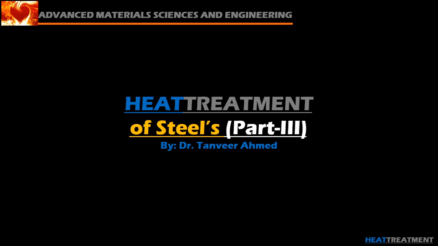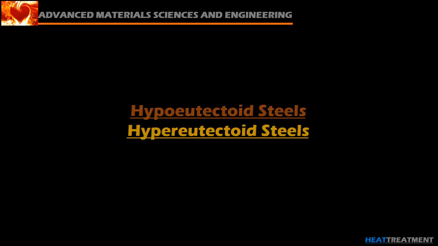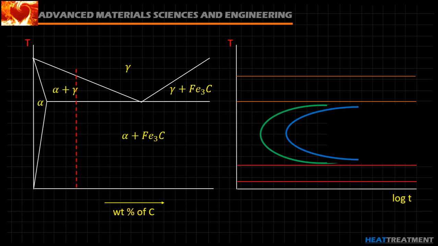So far we have considered the time temperature transformation diagram for the case of eutectoid steels. Now let us see how the time temperature transformation diagram will vary for the case of hypoeutectoid steel and hypereutectoid steels. Now recall the phase diagram of iron carbon or steel phase diagram where the carbon composition is 0.8 weight% of carbon. This is what we have discussed so far.